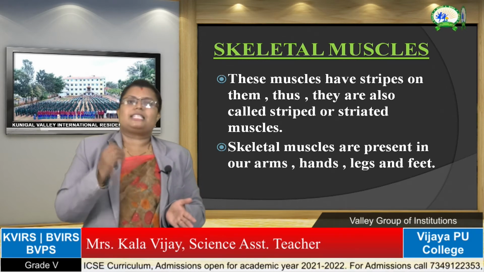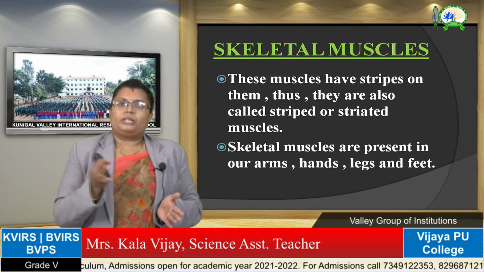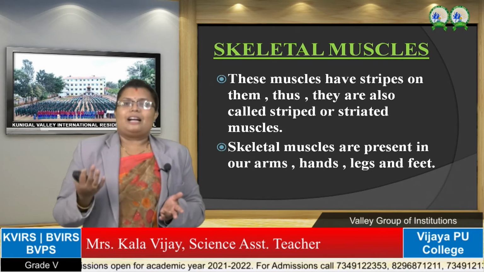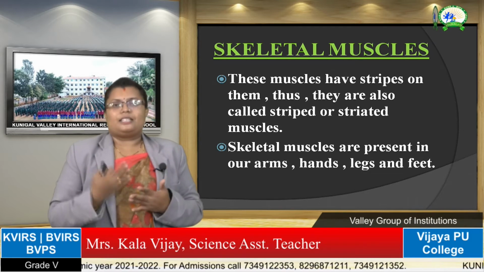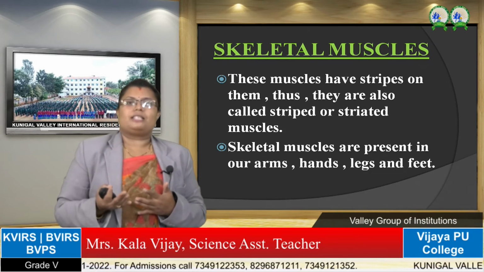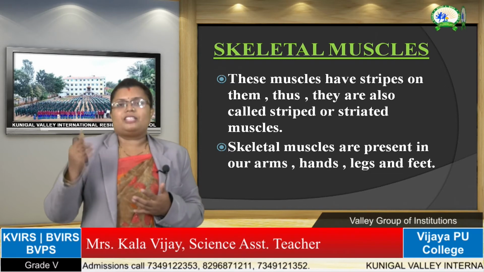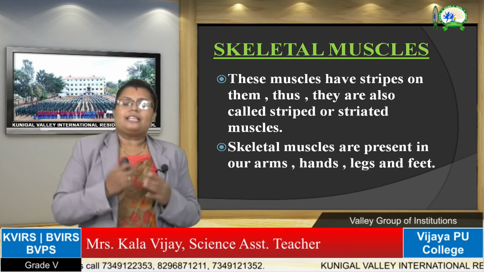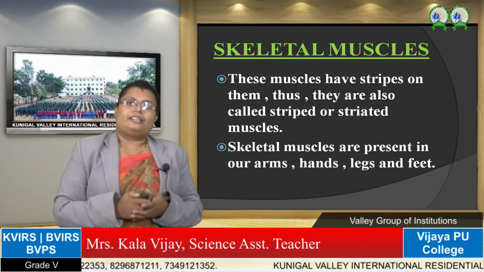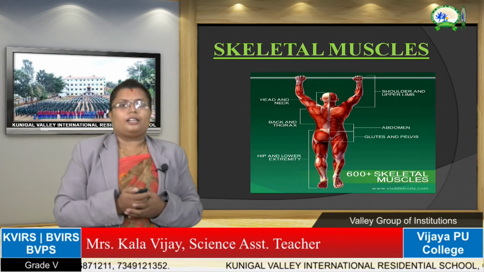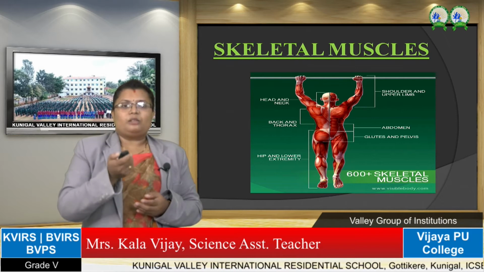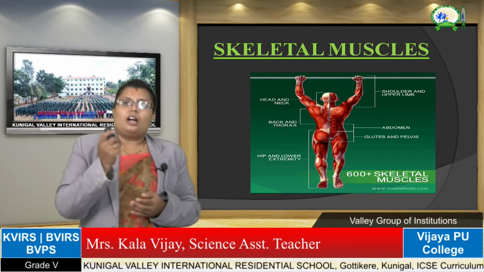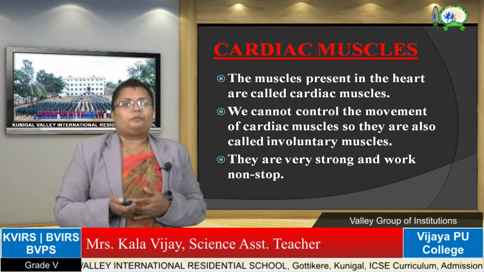Skeletal muscles are found along with the bones, and they are present in the arms, hands, feet and legs, and they are controlled by us, and so they are known as voluntary muscles. And since they have stripes on them, they are called striped or striated muscles. See here in the picture, you can see all the different types of skeletal muscles which are present in the different parts of our body.